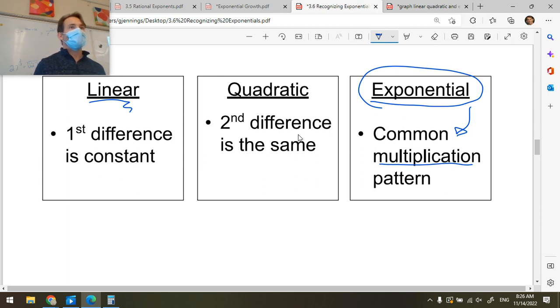Are there examples for each of them? Yeah, and we're going to take a look at some examples. Do I have some examples on your sheet? Yeah, we're going to do those examples together.